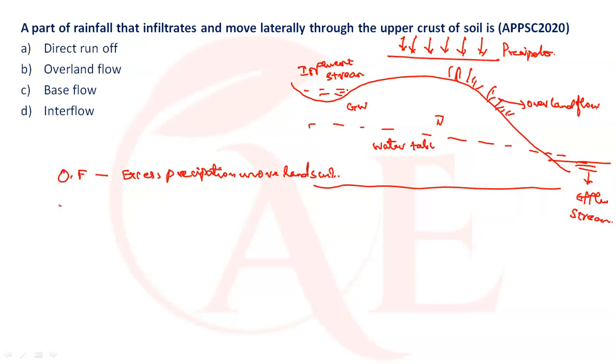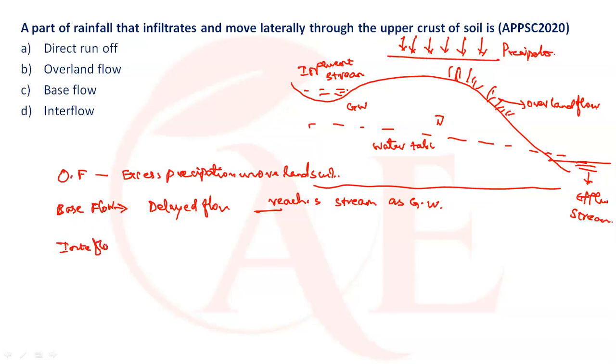In the same way, what is base flow? Base flow is the delayed flow that reaches a stream as groundwater. And interflow moves laterally through the upper crust of the soil. Laterally means in this way, in the upper crust of the soil, through the upper crust.